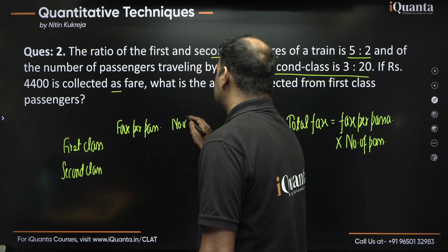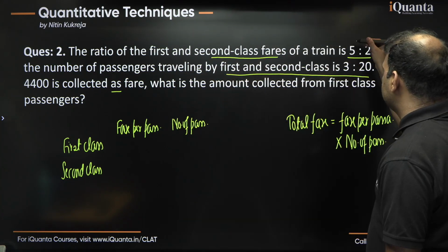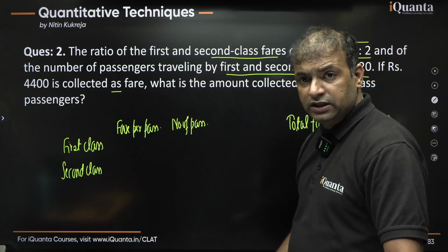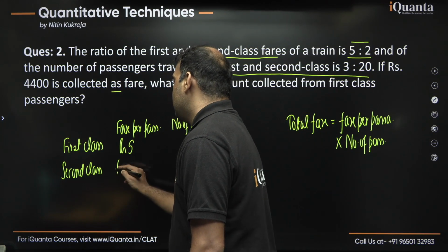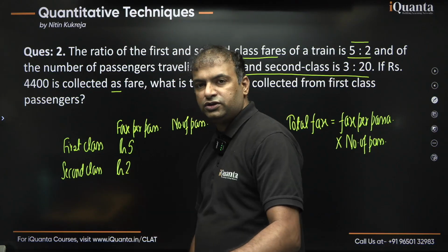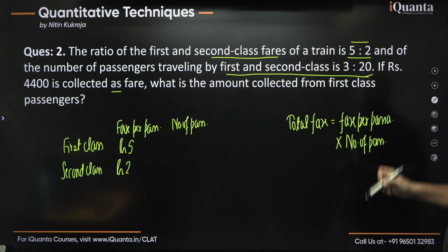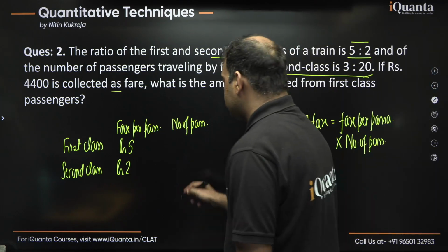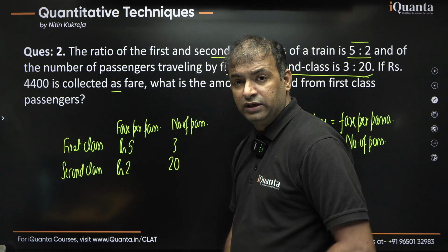Now, coming back to this. So, the ratio of the fare per passenger is given to us as 5:2. So, we can do one thing. Let us assume the fare per passenger of the first class is 5 rupees, and of the second class is basically 2 rupees. Simple. Now, what about the number of passengers of these two classes given to us as 3:20? So, the number of passengers of the first class, let's say, is 3, and of the second class, let us assume as 20 over here, right?